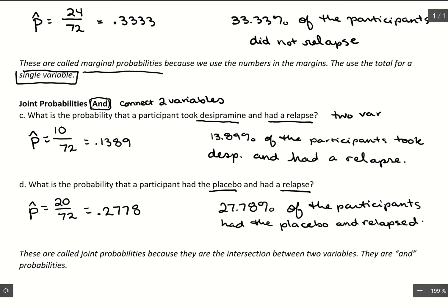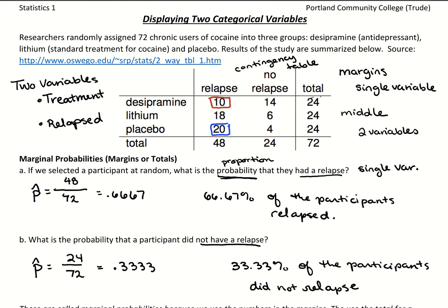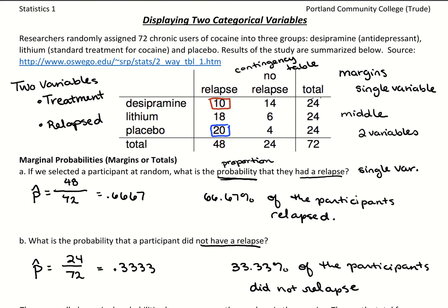So these two scenarios are called joint probabilities because they're looking at the joints, connecting two variables. Joint probabilities are the intersection between those two variables. And this is what we can do when we have two categorical variables: summarize them in a contingency table, and from there we can calculate different proportions.